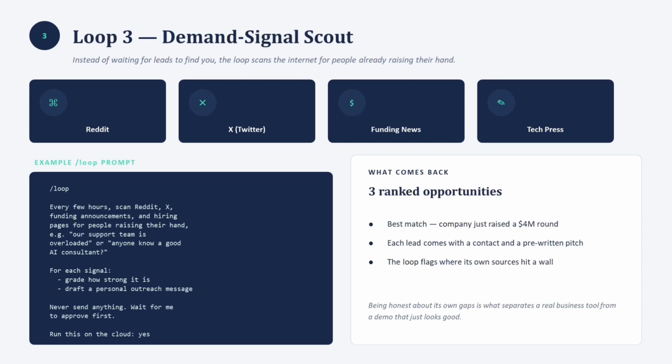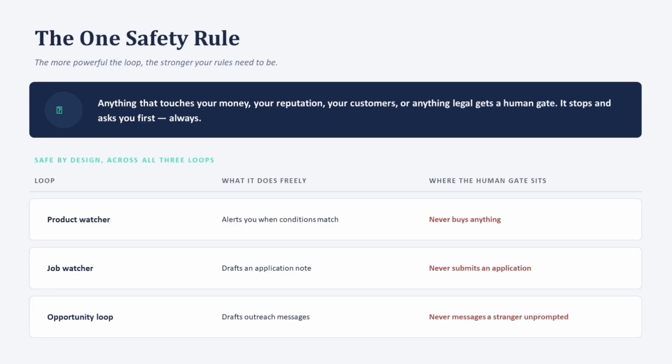Then loop 3, demand signal scores. So Reddit, Twitter, funding news, tech press, okay, ranked, such as batch, three ranked opportunities, batch match, elite custom weight. So you can also have a look at the demand signal scores. It's quite a good example. You can also try it on your device.